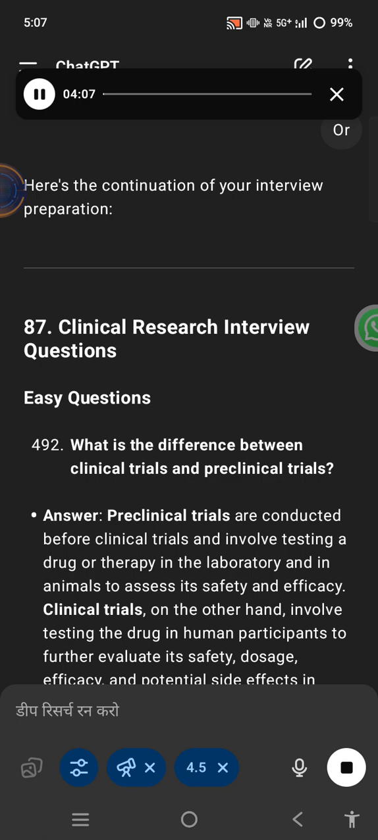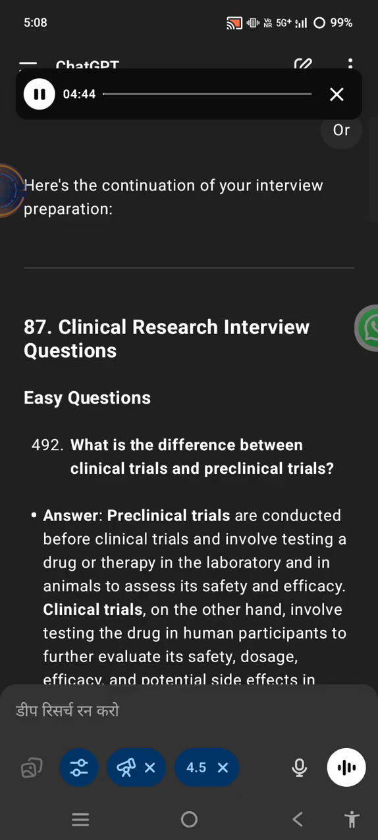Section 76. Pharmaceutical data analysis interview questions. Easy questions. 433. What is the importance of data analysis in pharmaceutical development? Answer: Data analysis is crucial in pharmaceutical development to assess the safety, efficacy, and performance of a drug throughout the clinical trial process. By analyzing large datasets, researchers can identify trends, correlations, and patterns that can guide decision-making. This ensures that drugs are developed in a way that maximizes their benefit to patients while minimizing risks.